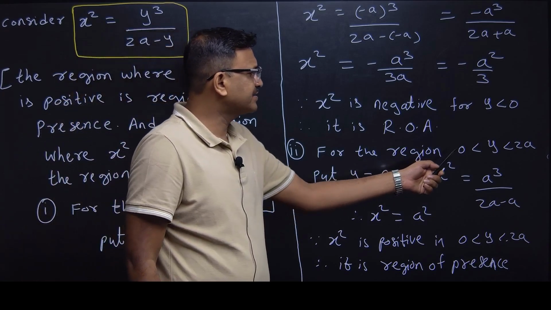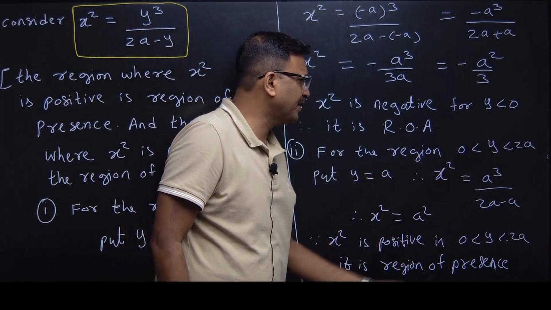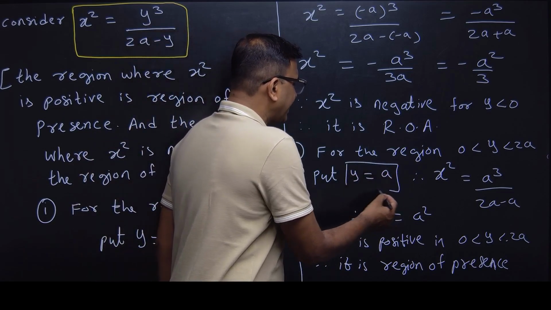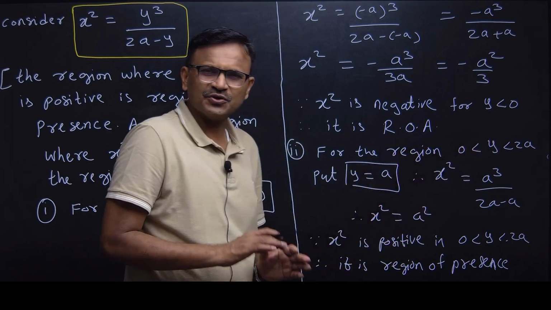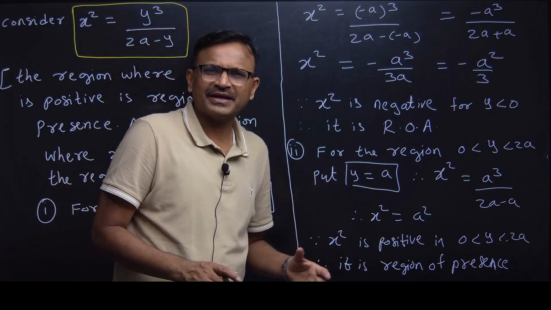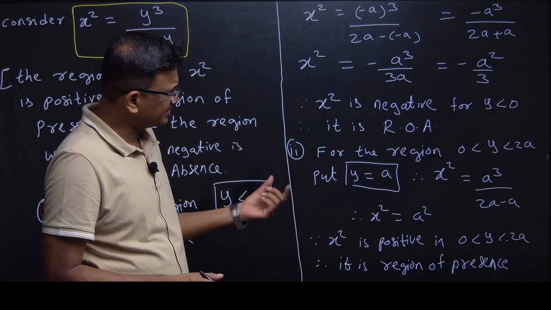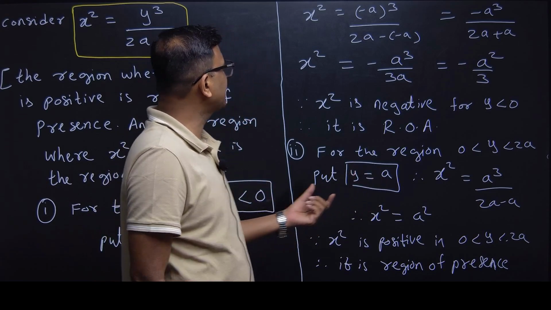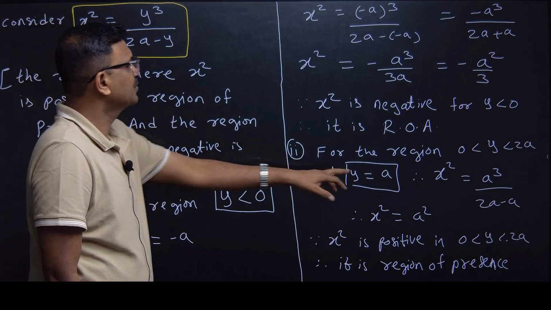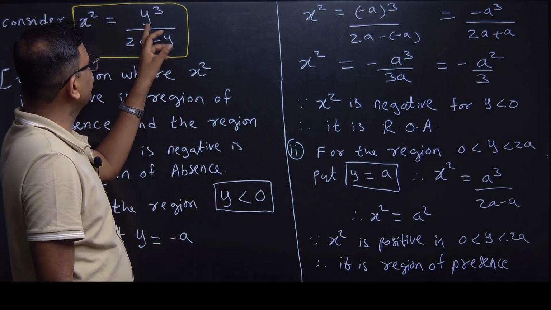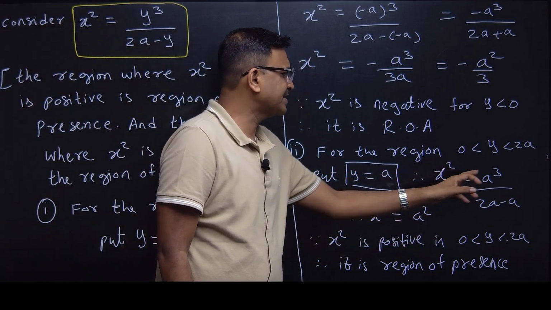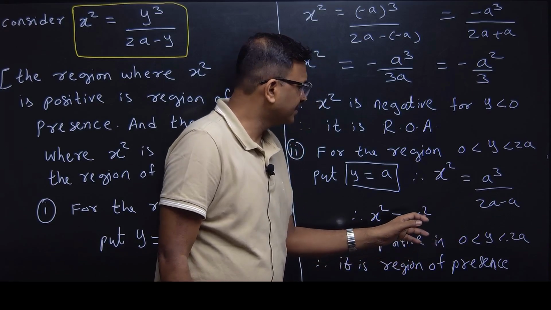Similarly, for the second region, 0 less than y less than 2a, consider any value of y. Like here I have considered y is equal to a, some value of y between 0 and 2a. We consider some simple value. Don't consider any complicated value like y is 0.9a, etc. Take some simple value. Our aim is just to check whether this x square becomes positive or negative in that region. So if I put y is a in this equation, it will be a cube upon 2a minus a. Simplifying, it comes out as a cube upon a, that becomes a square.